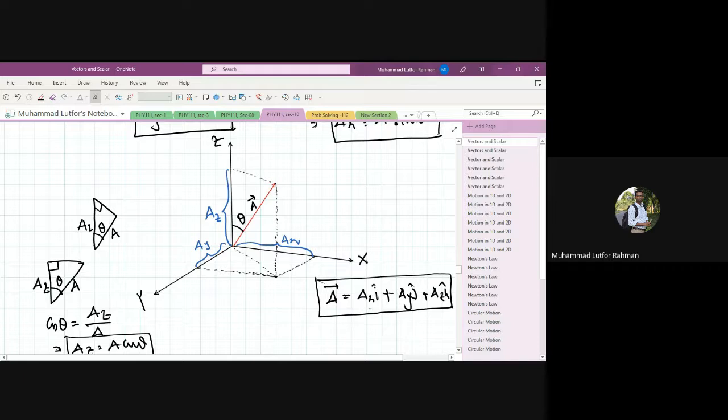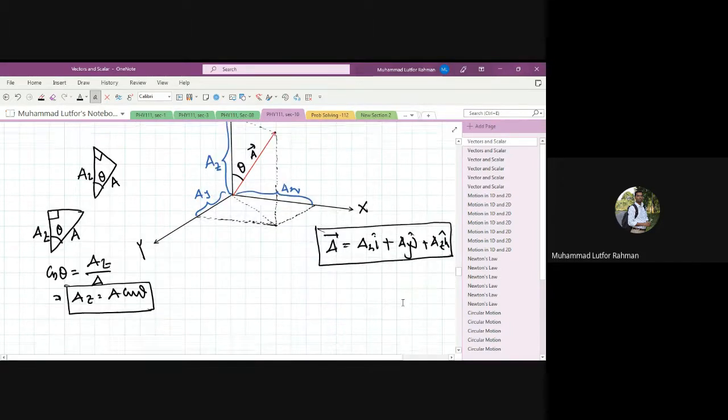The question is, should I show how this vector becomes AX i hat plus AY j hat plus AZ k hat? No, sir, that's fine. That's good, because I showed it in the two-dimensional case. Three-dimensional would be the same. Actually, take the projection or use the vector triangle law step by step. You can find that out.